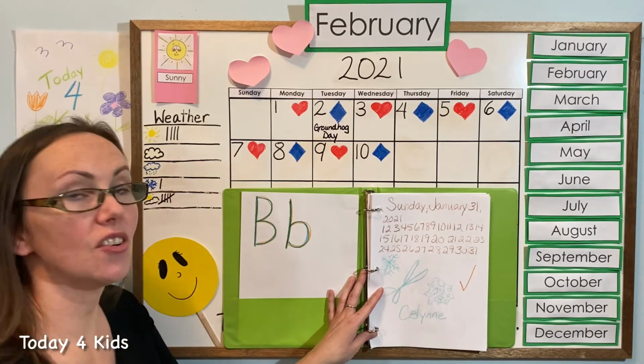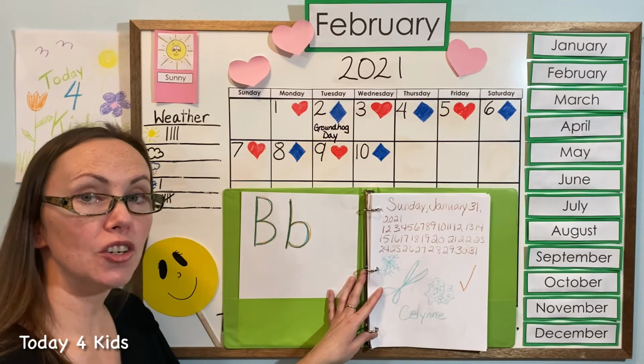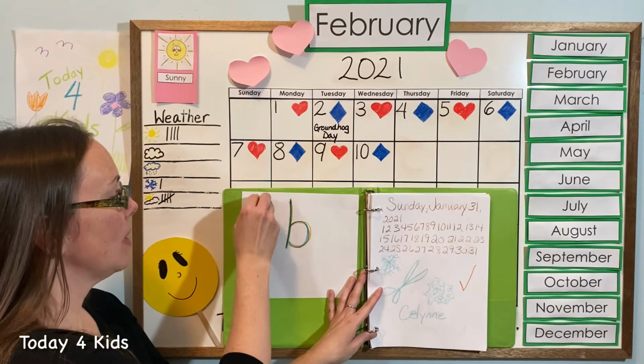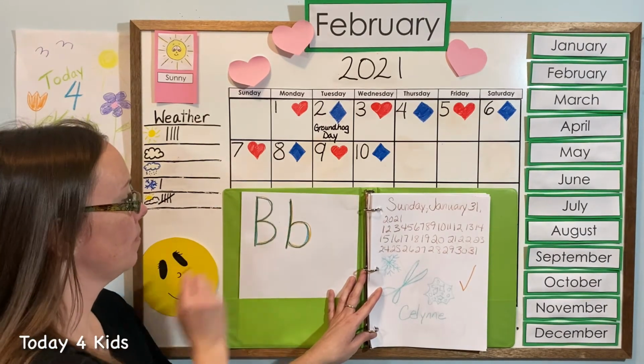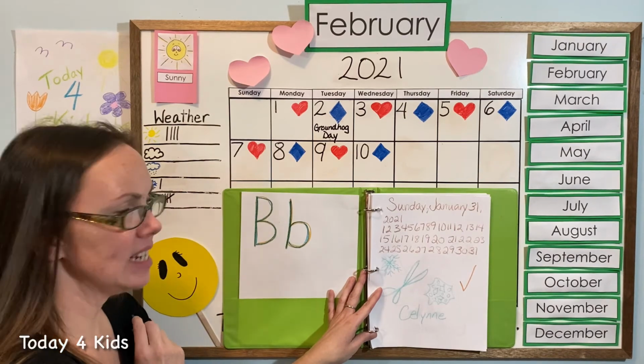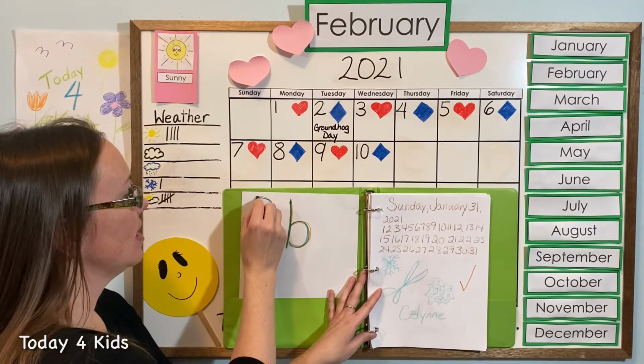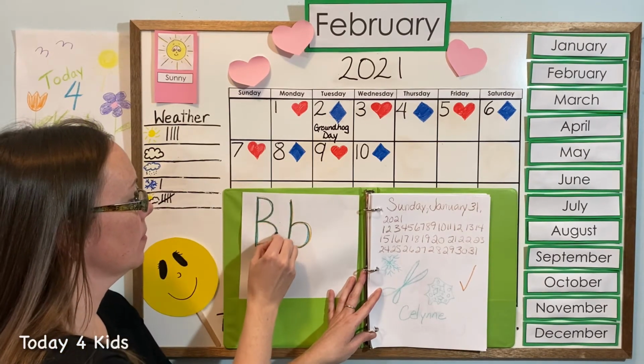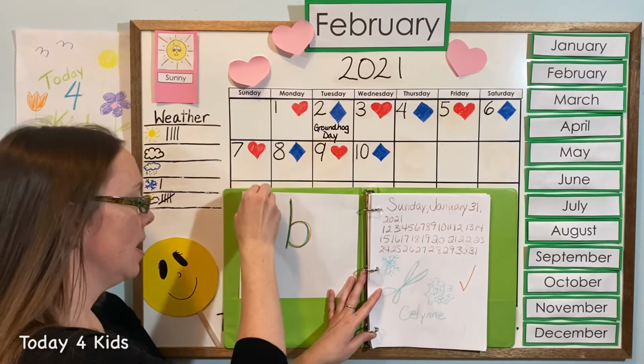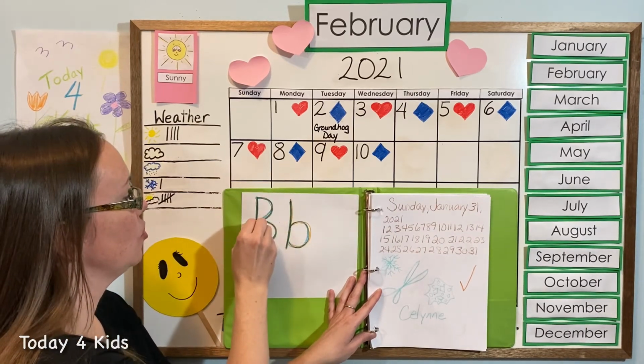So let's do it together. You can do it in the air or you can do it on your paper. We'll start at the top and we'll do one line down. This is called an uppercase B. One line down and then two bumps. Good job. Let's try one more time. Line down and then two bumps.